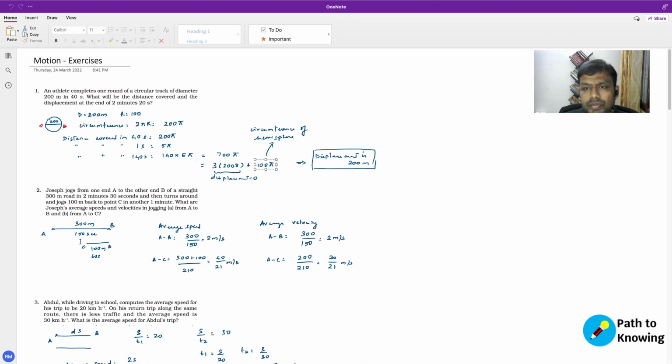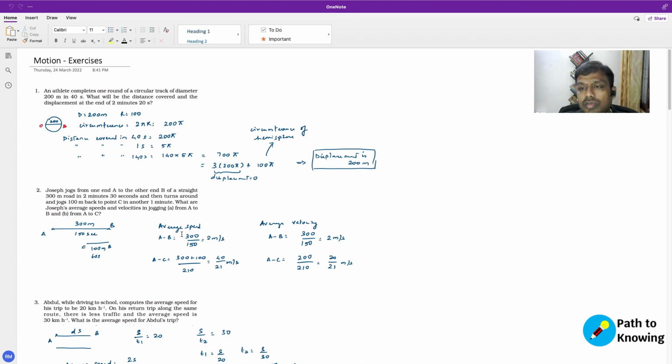Let's put that pictorially here. Let's call these points A and B. Joseph runs from A to B, which is 300 meters, and he has taken 2 minutes 30 seconds, which is 150 seconds. Now Joseph turns around, which means that he comes back from B to a point C, and the distance there is 100 meters, and he has taken 1 minute.